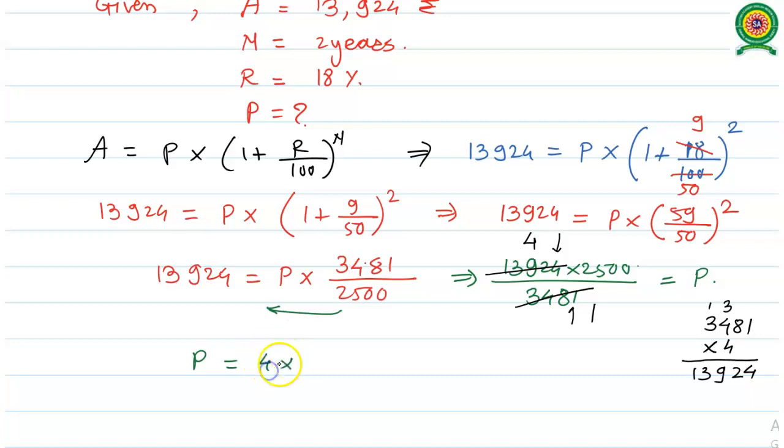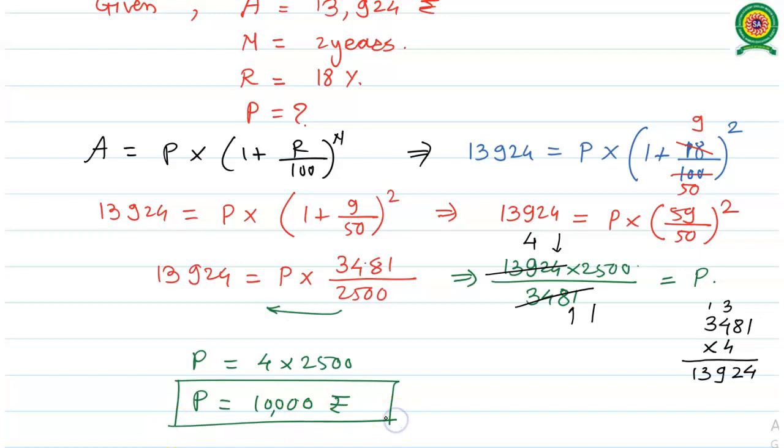Now we have just 4 into 2500. So that P equals 25 fours are 100, and on it we have the 2 zeros. That means we are getting the principal amount becomes 10,000 rupees.